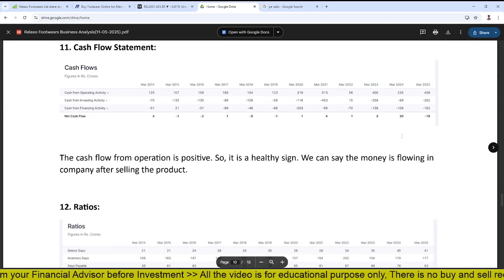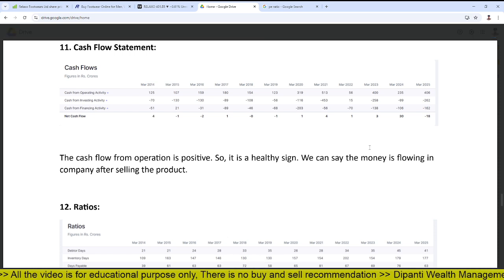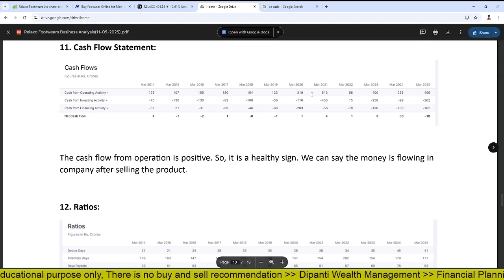Next point is your cash flow statement. Whenever there is negative cash flow from operating activity, then just skip that particular company, because from the operations and from the sales the company is not receiving any money in the company's hand. So if the cash flow from operating activity is positive, then it is a good sign. Cash flow from investing activity is always negative, because you are investing some money in the business. Let's say you are purchasing some land or setting up some factory, then the cash is going out from your account into the business, so that is always negative.